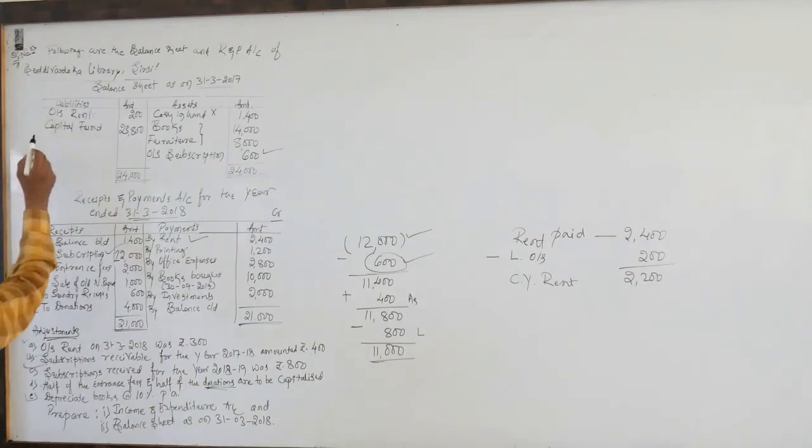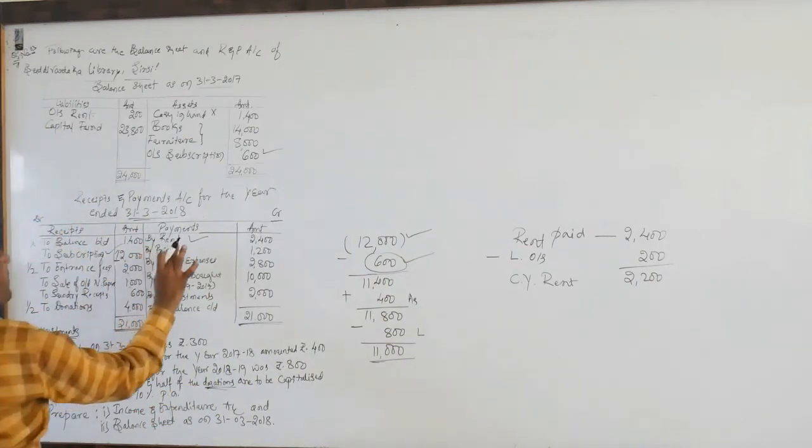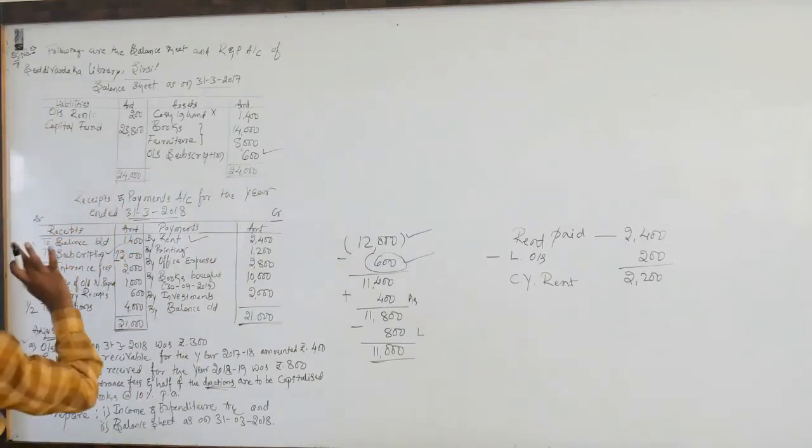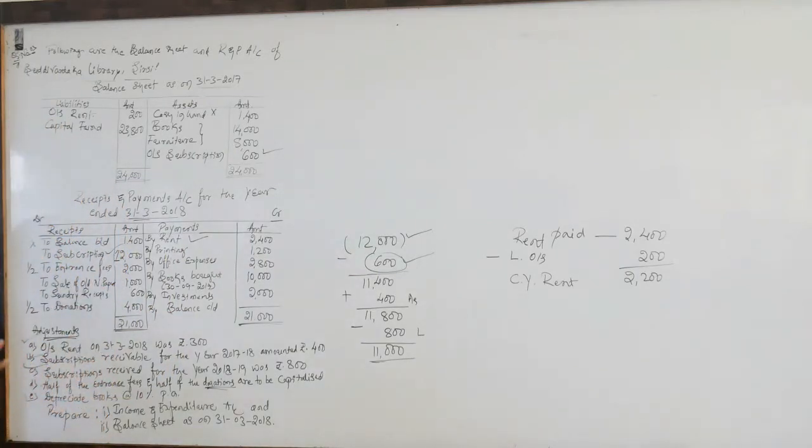This outstanding rent and rent paid are links, not adjustments. So links are recorded only once.